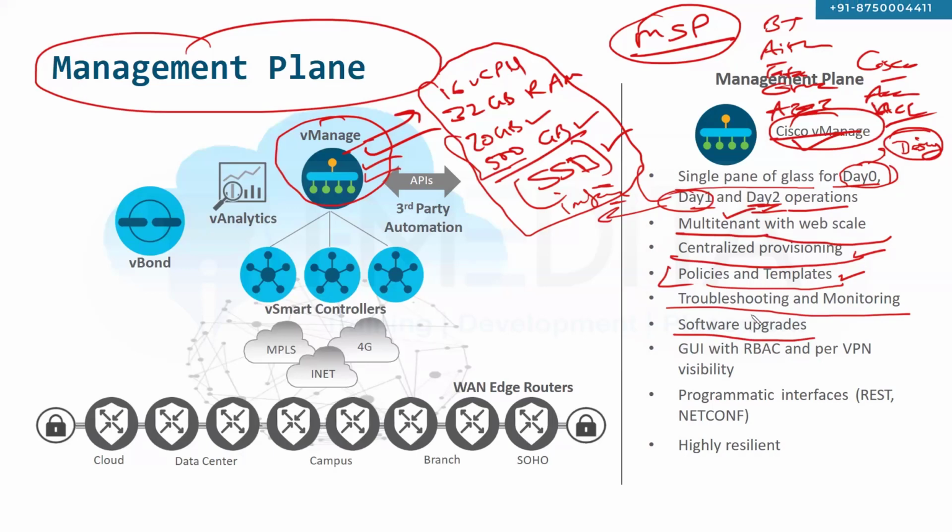You will not require to upgrade them individually, right? No, you just have to go to your vManage, and from there only you can upgrade all of your components. So the software upgrade, and on top of that, this RBAC, role-based access control is also supported.